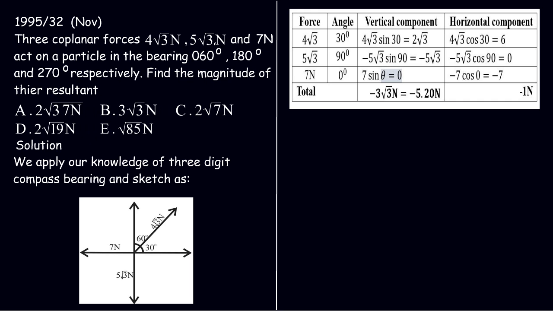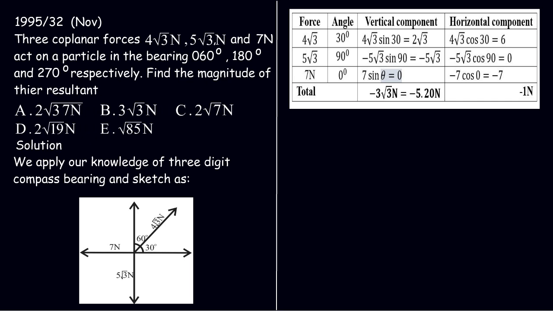Now for our last force, the 7 Newton, our angle to the horizontal is 0 degrees, that is, it's on the horizontal, so the angle to the horizontal is 0. Our vertical component will be 7 sin 0, which is equal to 0, and our horizontal component will be minus 7 cos 0 because it's in the negative x direction, which will be equal to minus 7. Summing everything up, our total for the vertical component is minus 3 root 3 Newton, which is equal to minus 5.20 Newton, and for the horizontal component it is equal to minus 1 Newton.